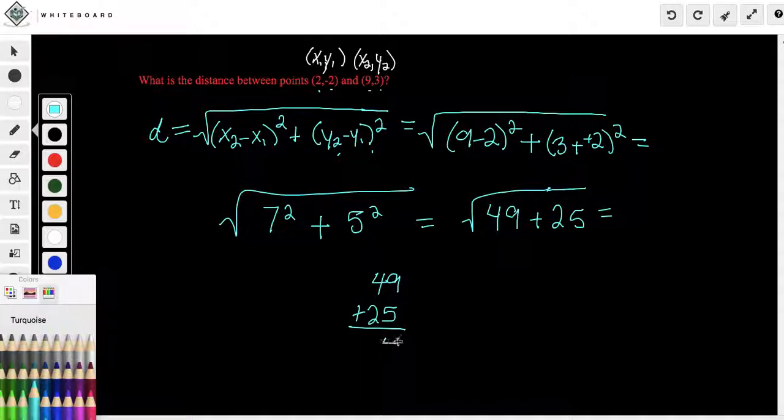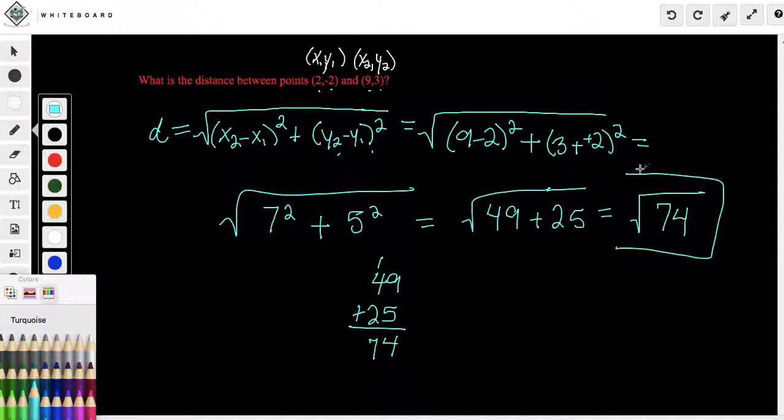9 plus 5 is 14. Put down your 4, carry your 1. 1 plus 4 is 5, plus 2 is 7. So the answer to this is the square root of 74.